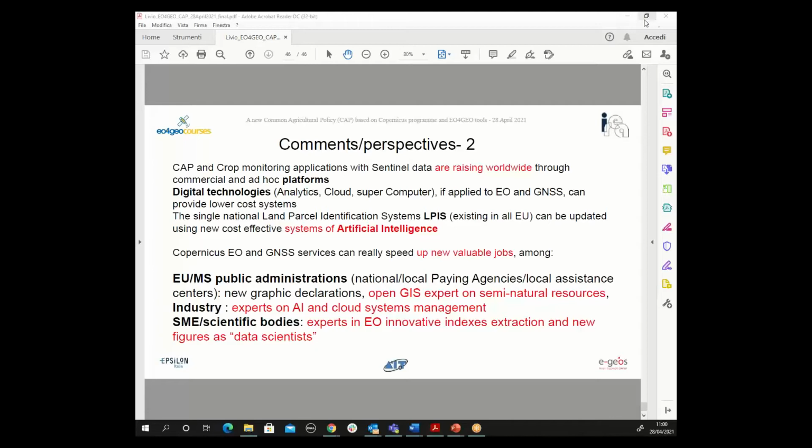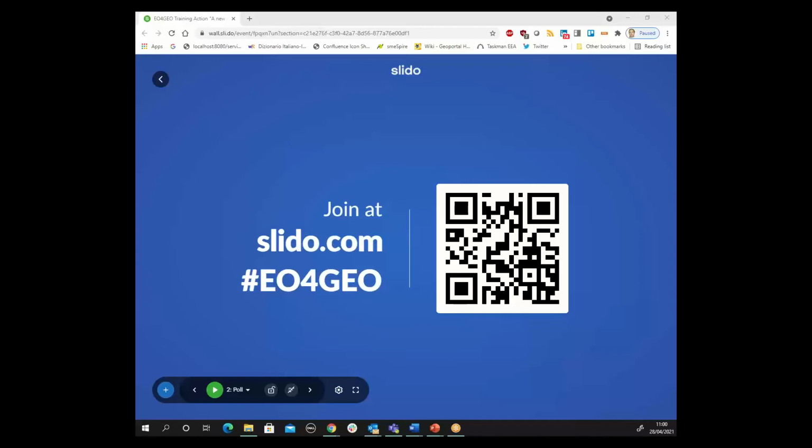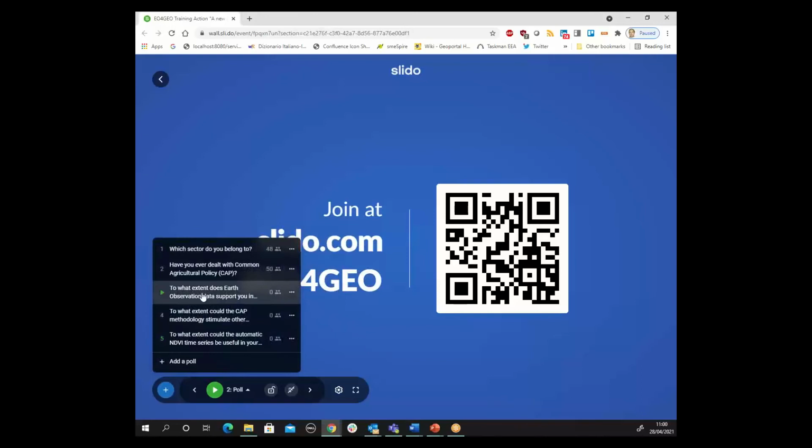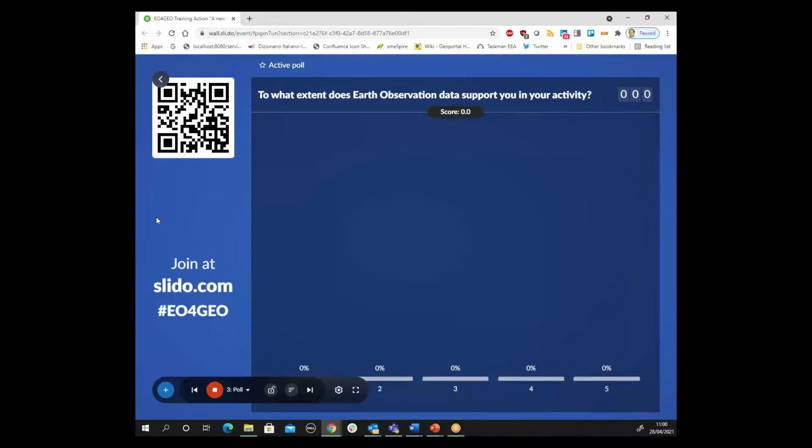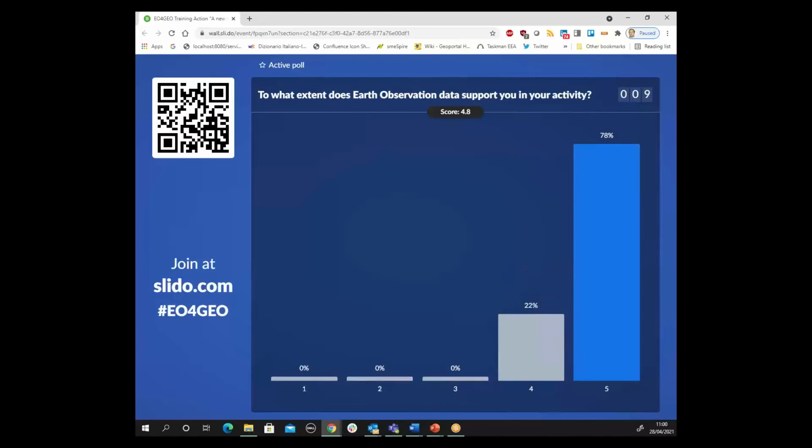So let me try. Okay, you should see again the slido.com page, and so let's go to the second poll with three short questions. This is the first one. To what extent does Earth observation data support you in your activity, not necessarily in CAP-related activities, but in general? We are very much interested to know to what extent EO data are playing a role in your activity.